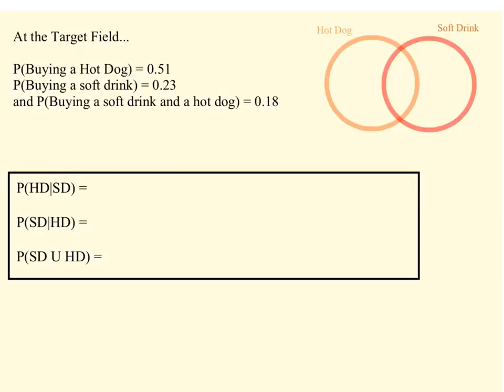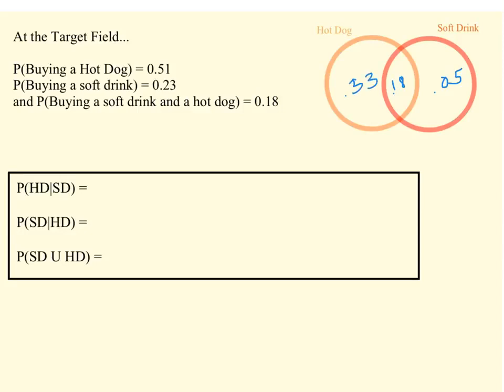So, at Target Field, the probability that a random fan buys a hot dog is 0.51. The probability they bought a soft drink was 0.23. And the probability they did both was 0.18. So, we could certainly fill out a quick Venn diagram here and say, well, this is 0.18. So the probability of a soft drink alone is 0.05. The probability of a hot dog alone is 0.33, because that will give me those totals I want.